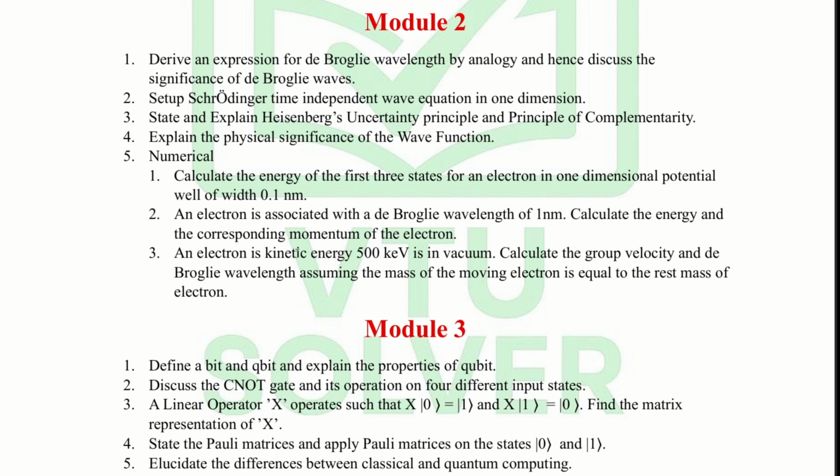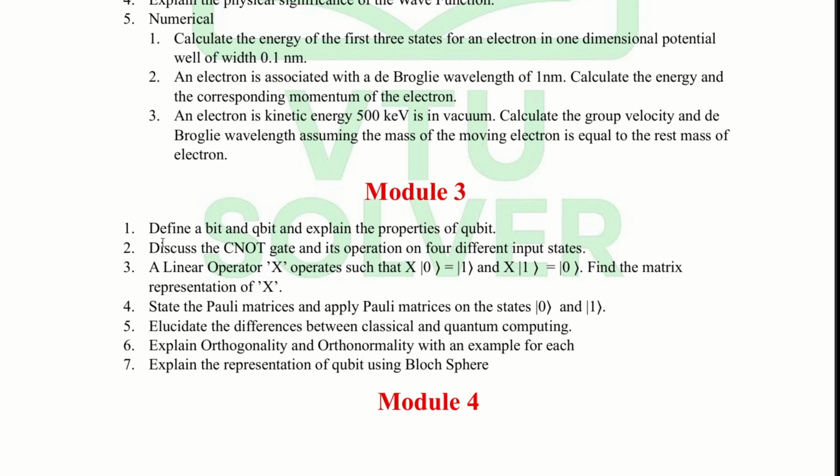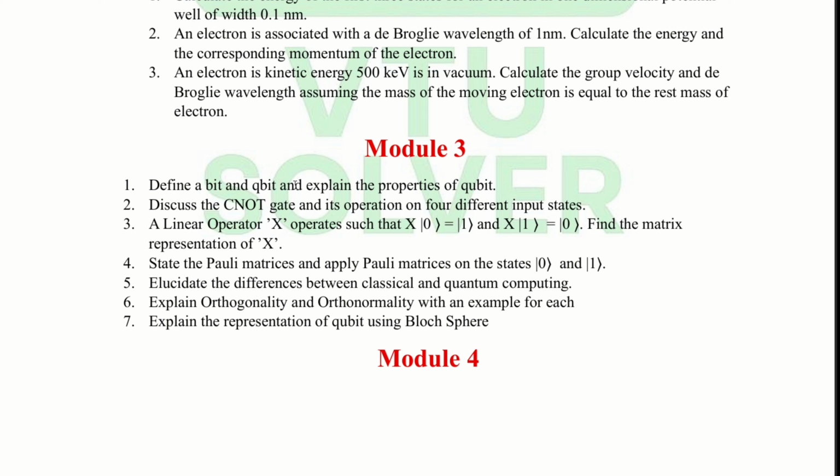The third question is an electron has a kinetic energy 500 keV in a vacuum. Calculate the group velocity and de Broglie wavelength. Assume the mass of the moving electron is equal to the rest mass of the electron. The next module, first question is define a bit and qubit and explain the properties of qubit.